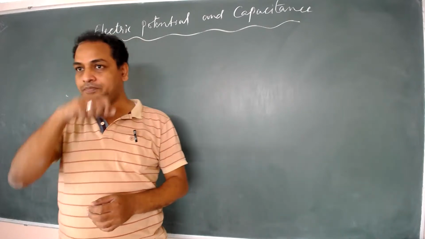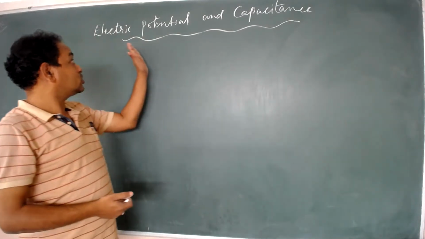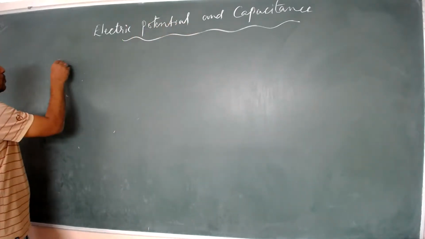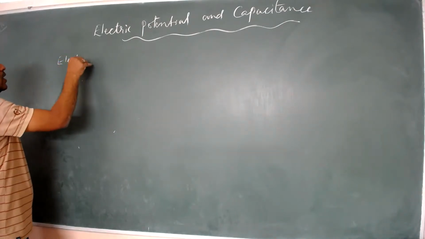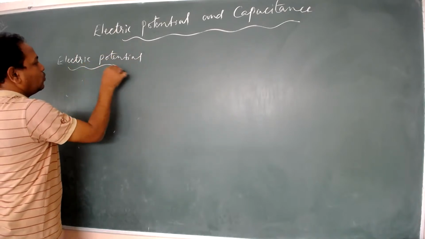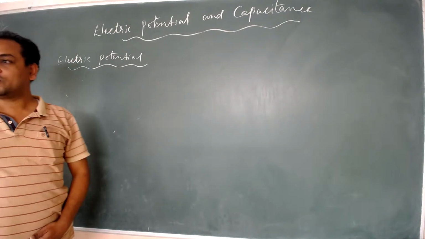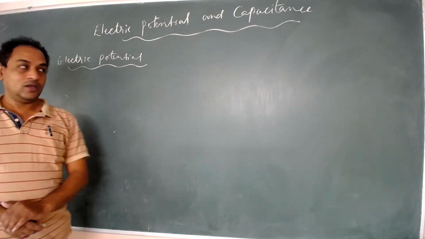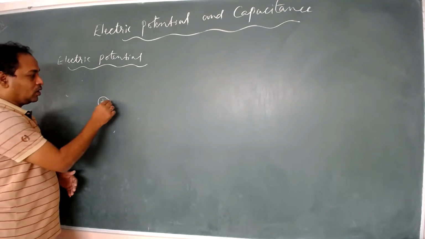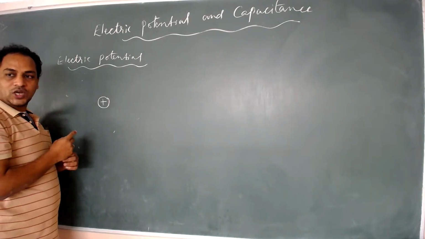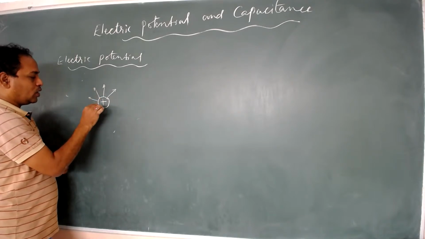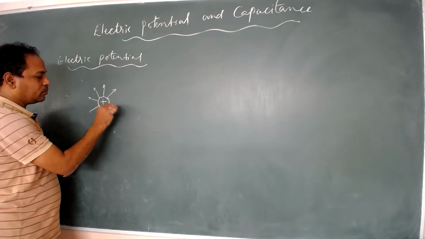Now we are going to discuss electric potential and capacitance. So first, let us see what electric potential is. What is electric potential actually? Suppose this is a positive charge I have taken. As we know, for a positive charge the electric field will always be radially outward. We know this very well.